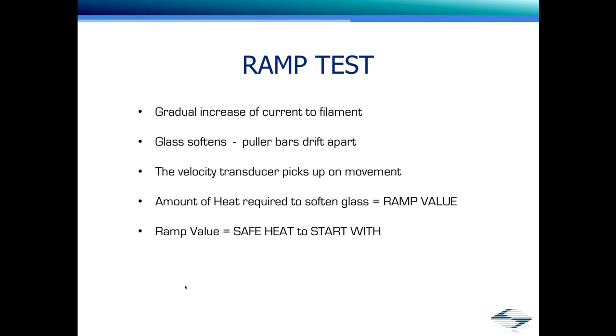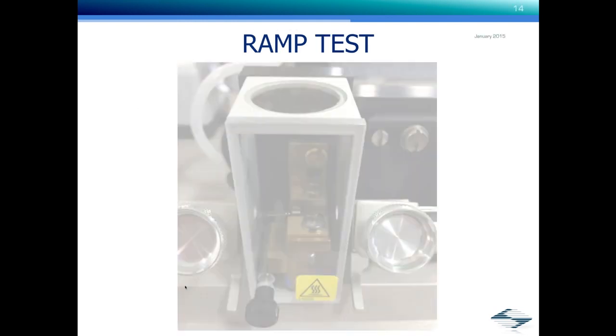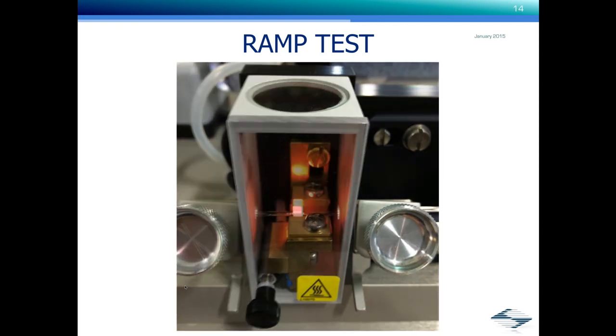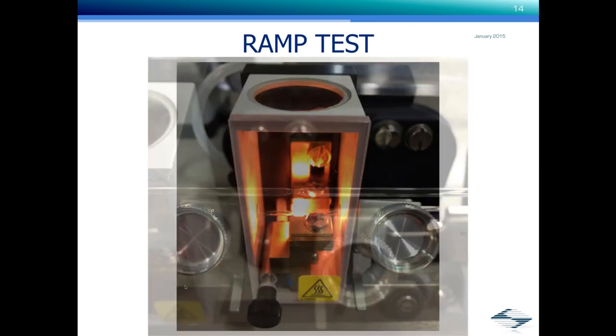It's very efficient. If you use something way over the ramp value or way under the ramp value, you're going to be in trouble. You're going to run into variability. So again, this is a stable heat to use. The ramp test is going to show you here what happens. The filament gets brighter and brighter. Finally, it's hot enough to soften the glass.